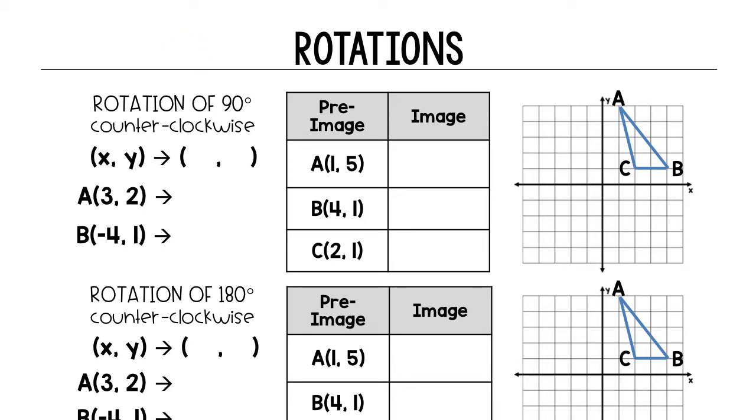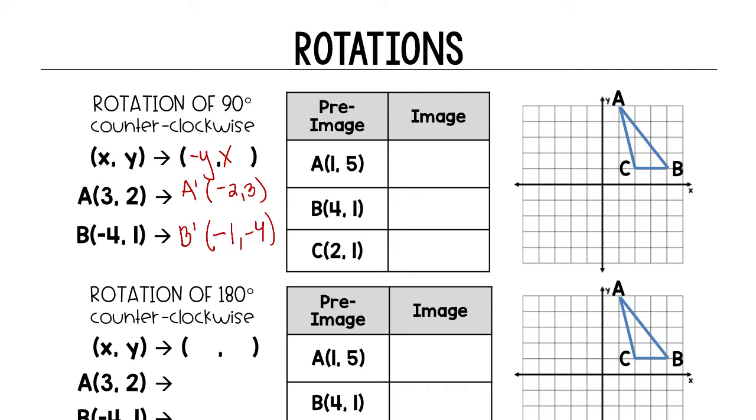So if we start out with X, Y, the rotation 90 degrees counterclockwise about the origin will be negative Y, X. So point A at 3, 2 will turn into A prime at negative 2, 3. Point B at negative 4, 1 will turn into B prime at negative 1, negative 4. Sign changes on the Y, stays the same on the X.